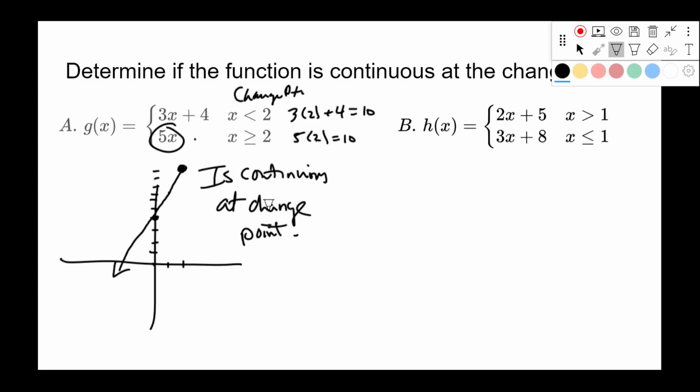That's what's important. Now, there is more to this. There's no doubt about it. In calculus, you learn a lot of notation that will help you to determine whether or not a function is continuous at a given point. But for now, this is enough, at least of an idea.